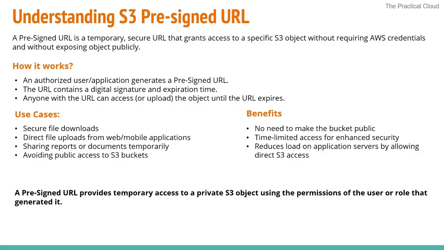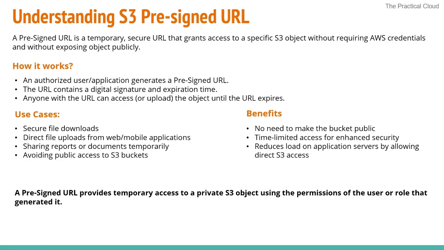So let's look at a real-world example as well. Imagine your application generates a monthly report for a customer. Instead of making the report publicly accessible, your application creates a pre-signed URL valid for 1 hour. The customer clicks the link and downloads the report directly from S3. After 1 hour, the link automatically stops working.